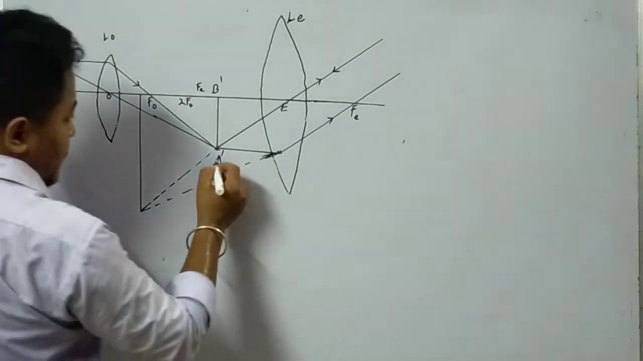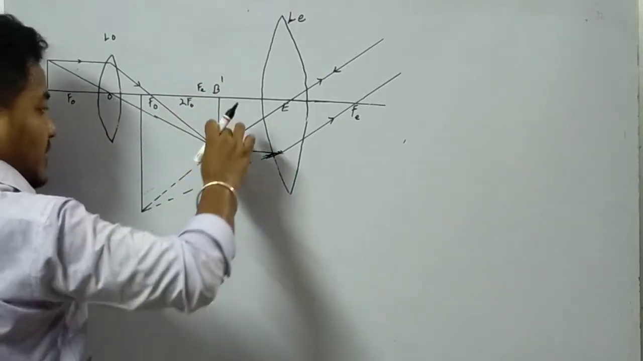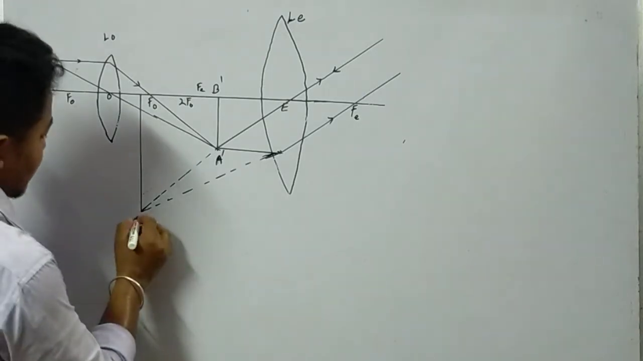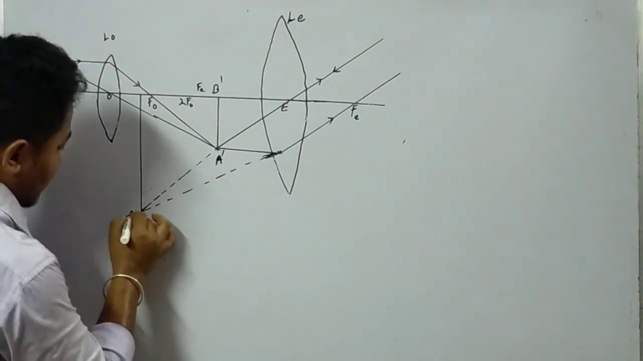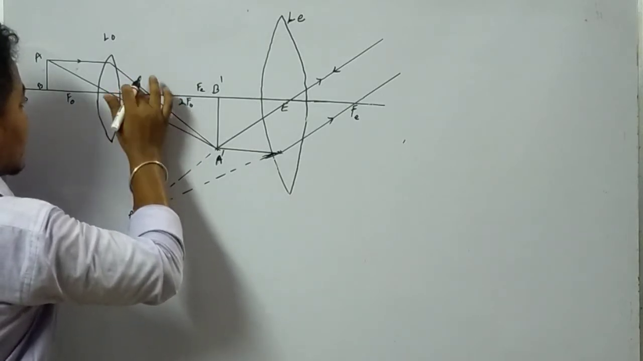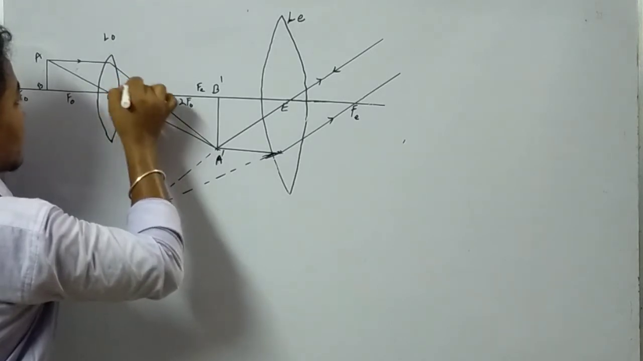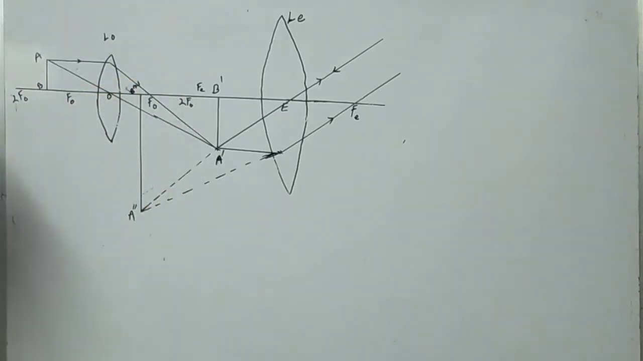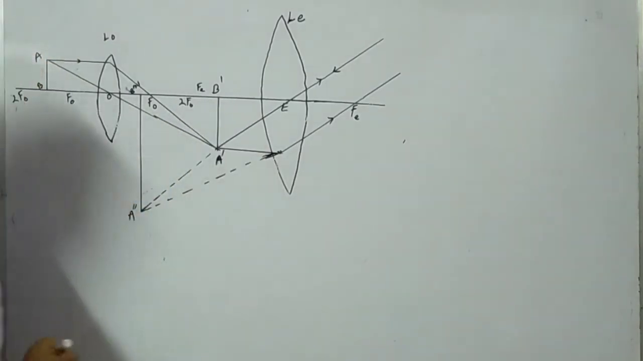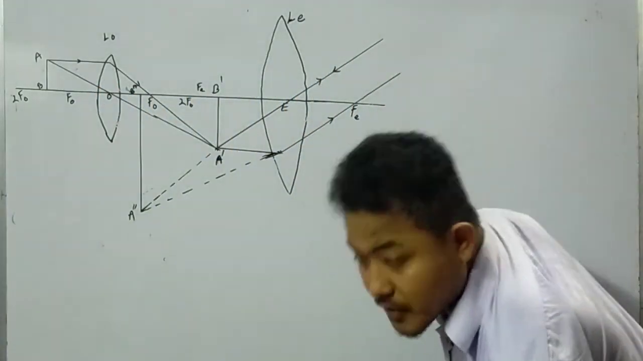Okay. So this is A'B', and the A'B' was the object for the eyepiece lens. That means this will be your A'', and this will be your B''. Okay, this is B''. So this is the simple image as you can see in this diagram. So this is the ray diagram for the compound microscope.